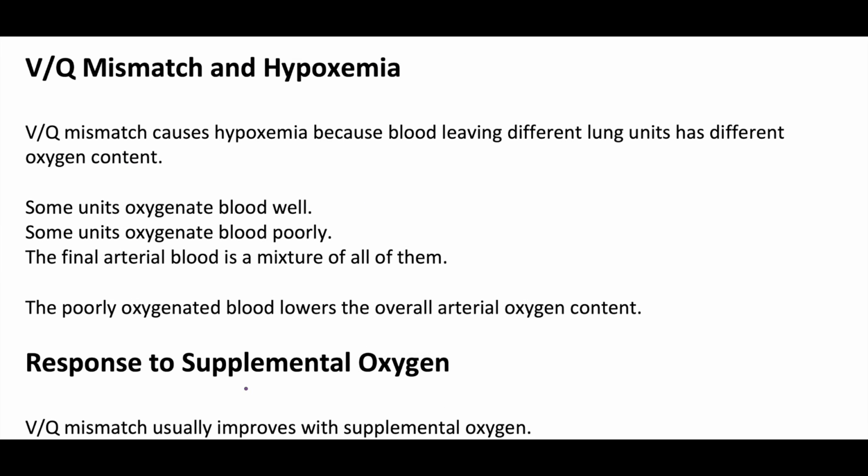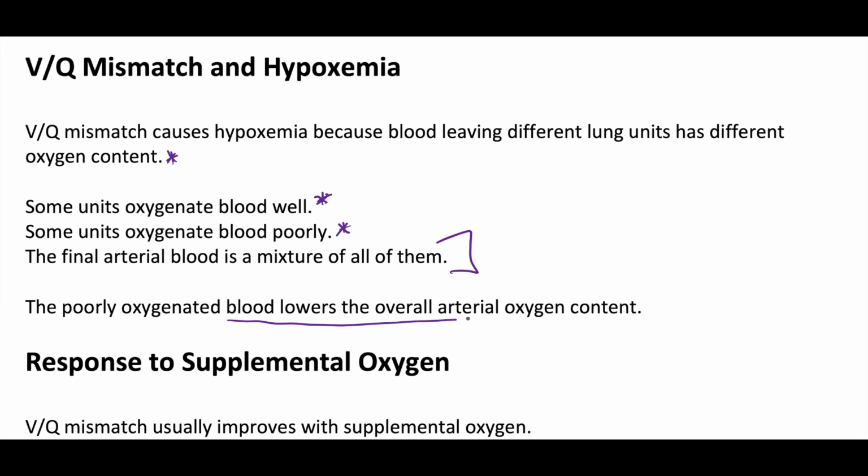VQ mismatch and hypoxemia. Hopefully you're starting to catch on to this, but just to say it out loud, VQ mismatch causes hypoxemia because blood leaving different lung units has different amounts of oxygen content. Some units oxygenate the blood well. Some units oxygenate the blood poorly. The final arterial blood is a mixture of all those different lung units. So the poorly oxygenated blood lowers the overall arterial oxygen content.